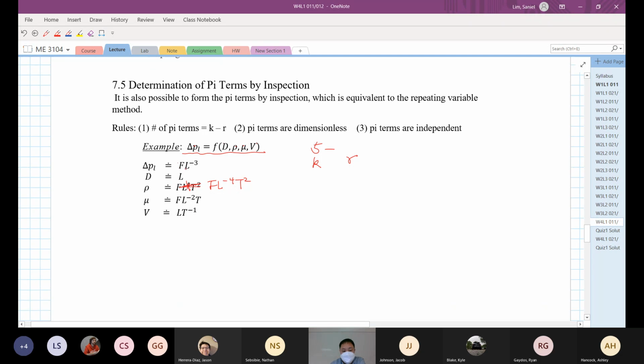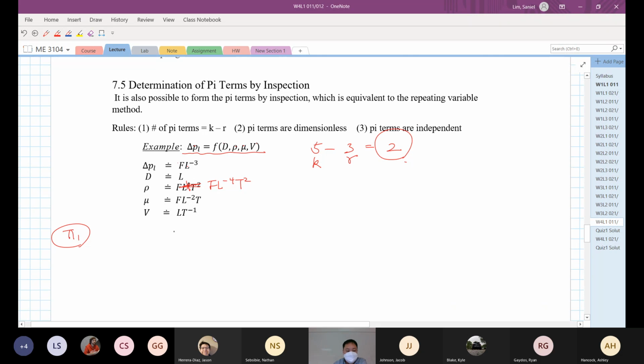We use the F, we use the L, we use the T. There's no pair that is common across the variables, so I can choose all three. So you have a number of pi terms of 2. So you'll see the 2 pi terms. For the pi 1, how are you going to find it?